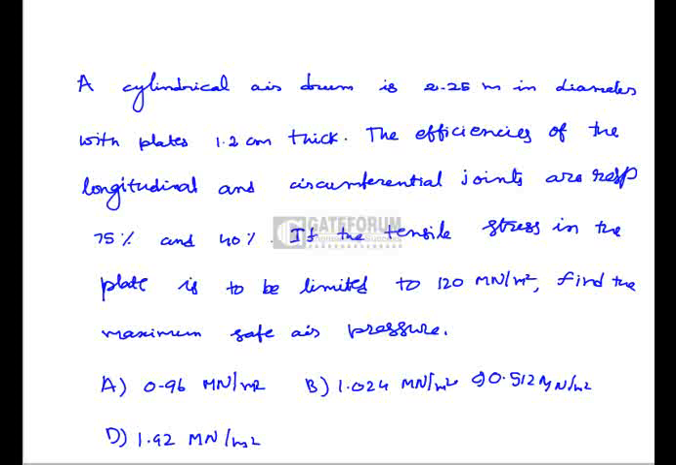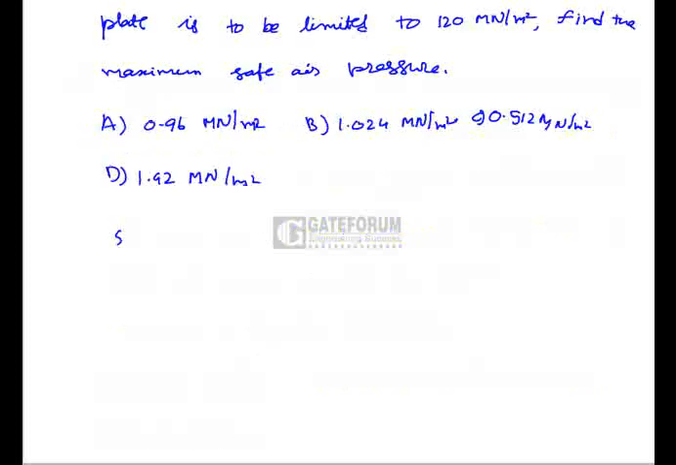So here we know that the circumferential stress and longitudinal stress induced in the cylindrical air drum, which are thin cylindrical shells. The circumferential stress is given by PD by 2T. But here we'll have to consider the efficiencies of the joints also. Here the circumferential joint is failed due to the longitudinal stress, so the longitudinal efficiency of the joint should be considered in the circumferential stress, and coming to the longitudinal stress we will have to consider the circumferential efficiency, that is 40%.